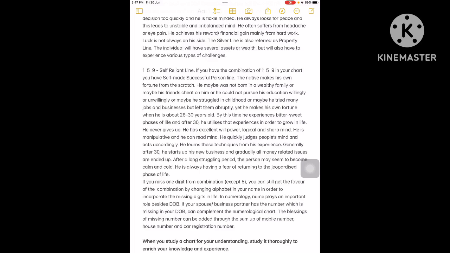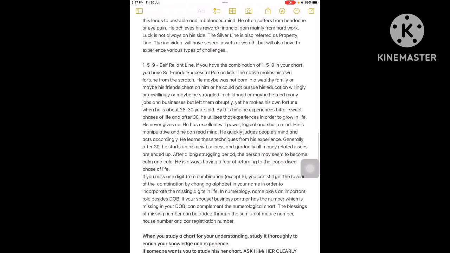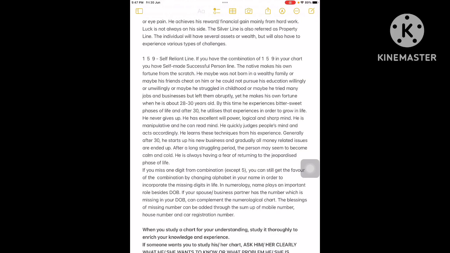A person who is making his career from scratch will be successful. So in these three lines, the golden line, silver line and self-reliant line, if you notice, the five exists in all three lines. So if you miss any digit from these three lines except five, you can still get the blessing. A little less, but you will get the blessing.